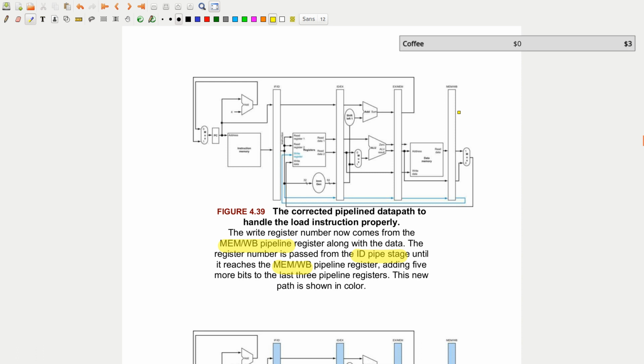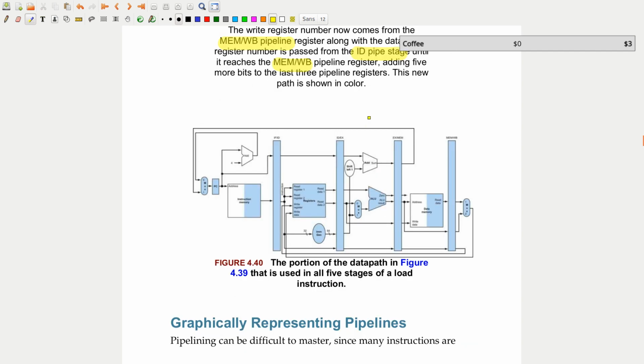So let's see what they did here. So what they did was they saved this original value from decode for the write register. They passed it along until they were ready to use it at the write back stage, at which point they took the data from here and they took which register and they put them both back. So that's a small correction that we have to make in order to support something like that.